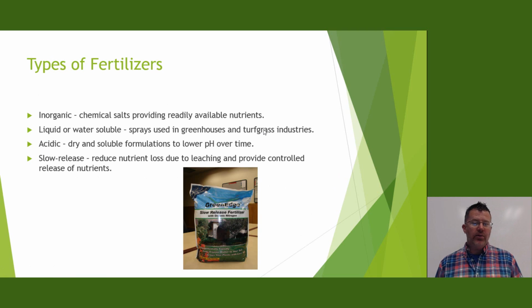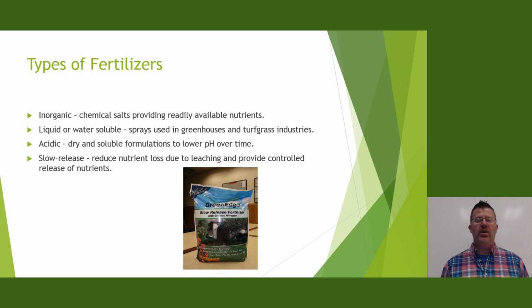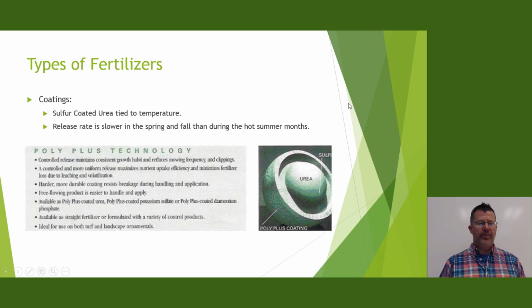Types of fertilizers. We have inorganic, which are chemical salts providing readily available nutrients. We have our liquid or water-soluble sprays that most people in greenhouses and turf grass industries use. We have acidic, which is dry and soluble formulations that lower the pH over time. And then we have slow release. It reduces nutrient loss through leaching and provides controlled release of nutrients. Slow release and your liquids are probably what you're going to use mostly in your lawn care business.